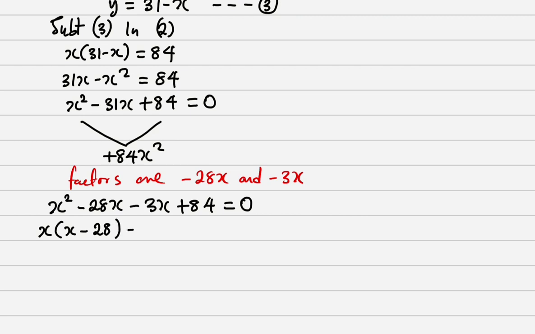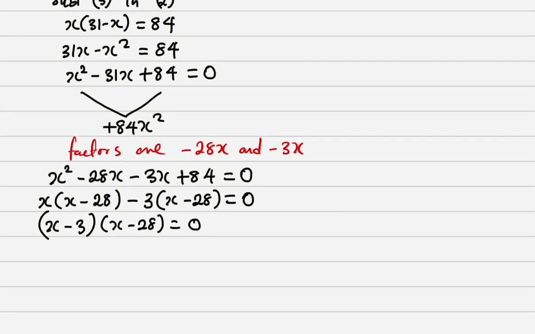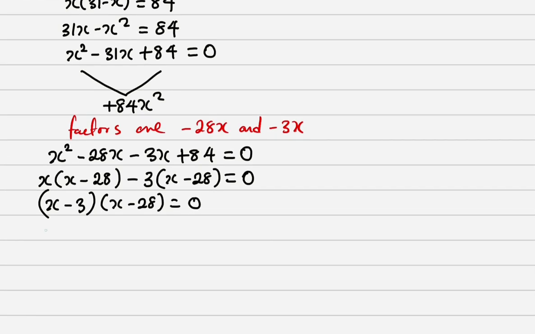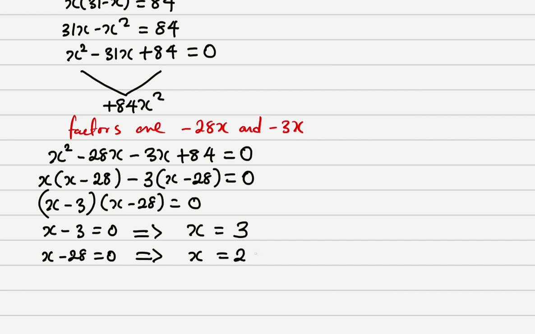Then this is going to be x into x minus 28. Okay. Then minus, I'm going to bring 3 outside. This is going to give me x minus 28 is equal to 0. So I have x minus 3 times x minus 28 is equal to 0. So x minus 3 is equal to 0 implies that x is equal to 3. Then x minus 28 is equal to 0 implies that x is equal to 28.